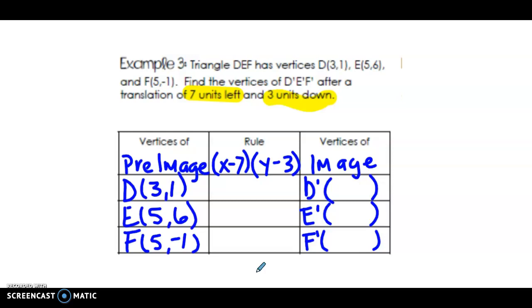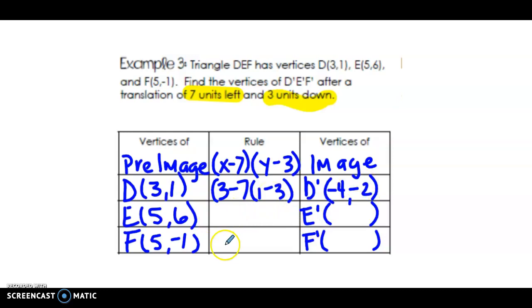But we're going to take our X on this column, which is right here. It's a D, and it's 3, and we're going to minus 7. And then we're going to take our Y, which is a 1, and we're going to minus 3. So our new D would be 3 minus 7. That is negative 4. I hope you said out loud negative, not regular 4. And then 1 minus 3 is negative 2.